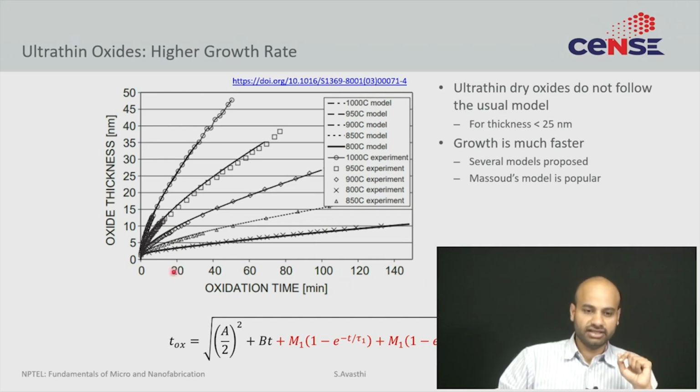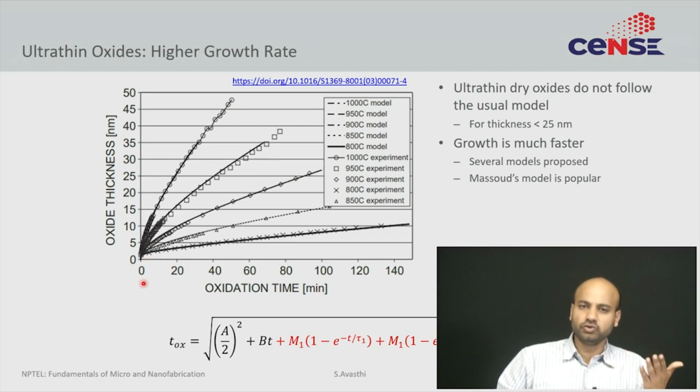So, supposing your oxidation times are either very small or your temperatures are very low, in both those cases you will grow oxides that are very thin, say something on the order of 5 to 10 nanometers. And the growth rate at these very small thicknesses often deviates from the Deal Grove model. Typically, the Deal Grove model underestimates the growth of the oxide at these very small thicknesses.